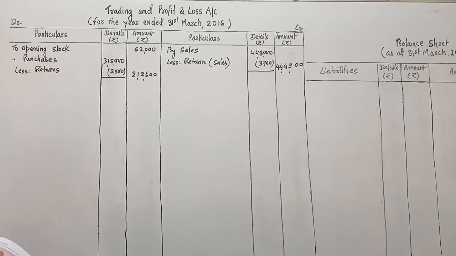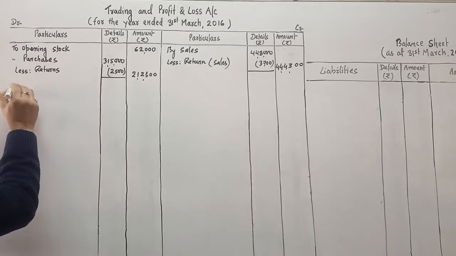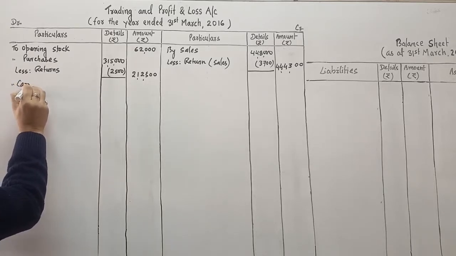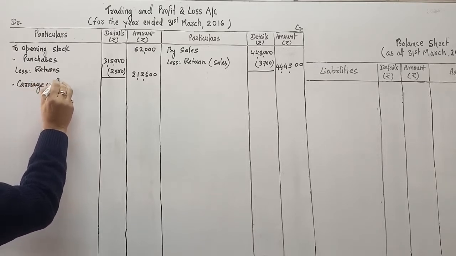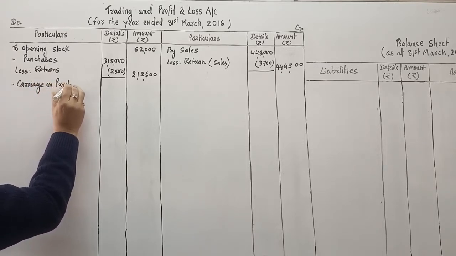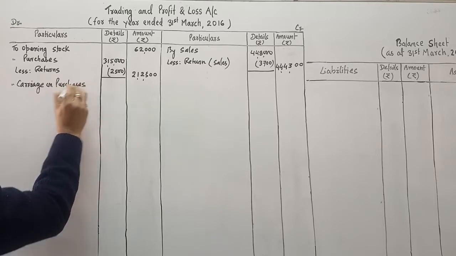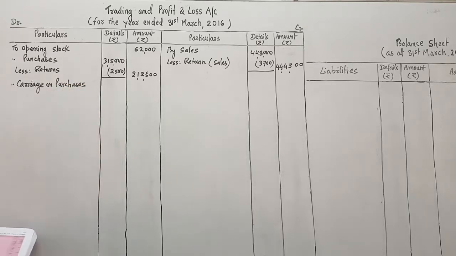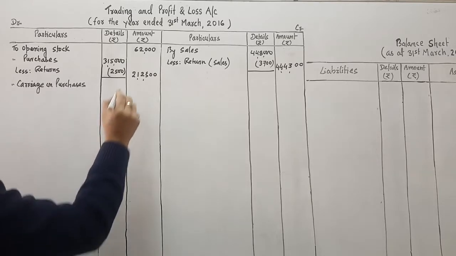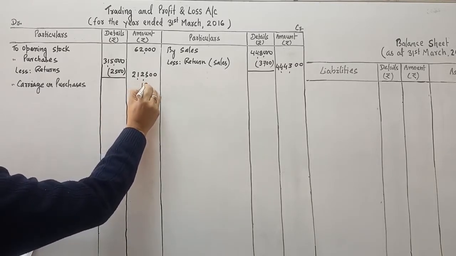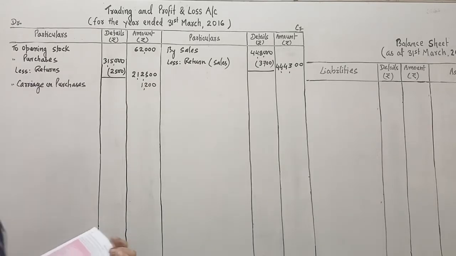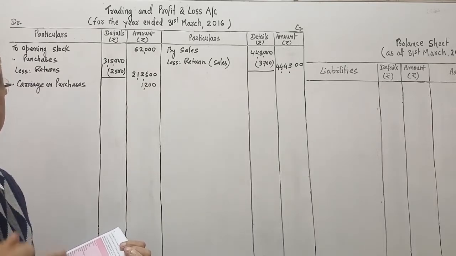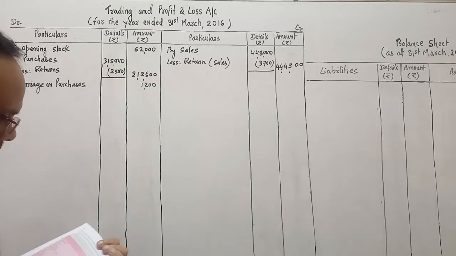After return, see the direct expenses. Carriage on purchase. Carriage on purchase means carriage inward. It's a direct expense. Carriage on purchase is 1,200. Carriage on sales is an indirect expense. Carriage on sales means indirect expense. It is also called carriage outward.